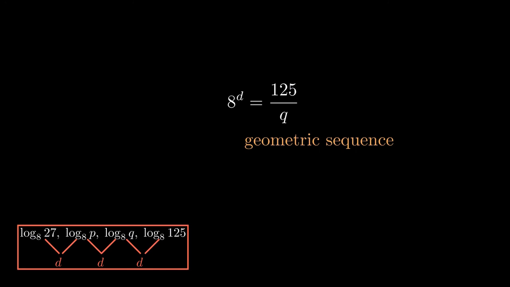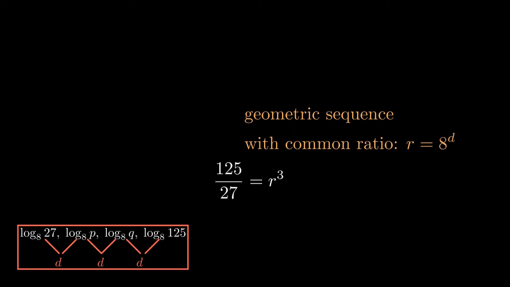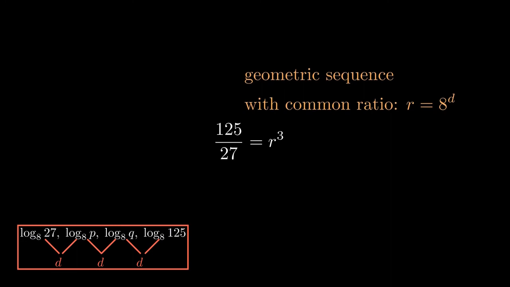So it is a geometric sequence, which is what we're asked to show, and the common ratio is 8 to the power D. Now we can find this common ratio by taking the fourth and the first terms. These are known terms. In the middle we have P and Q, which are unknown, we're trying to find. So let's take the fourth and the first.